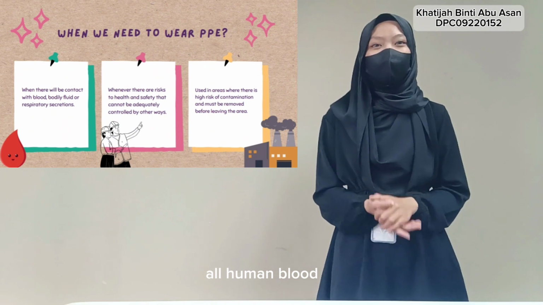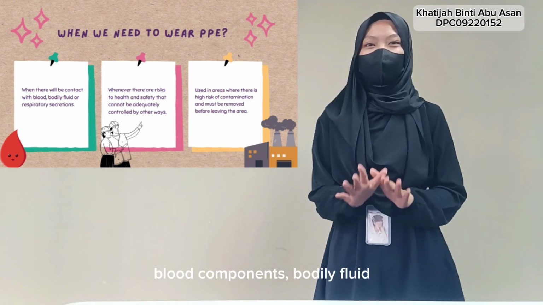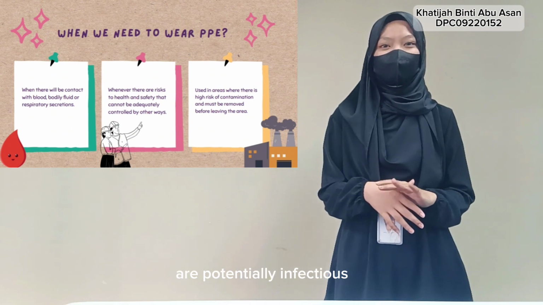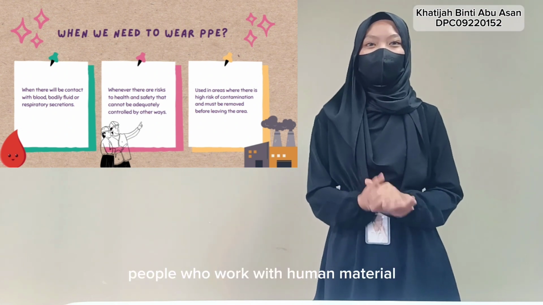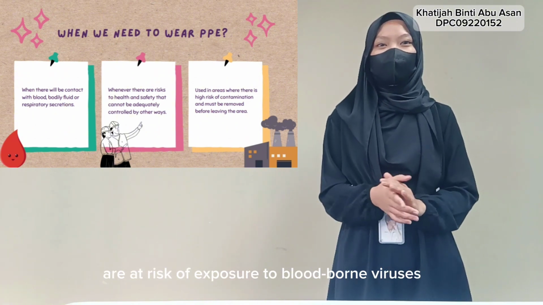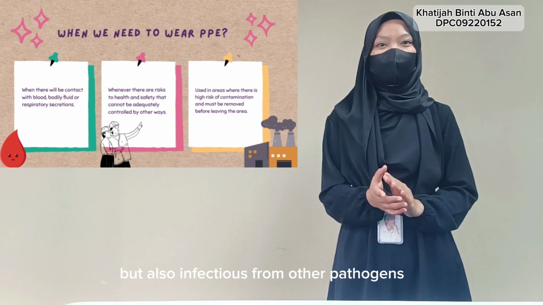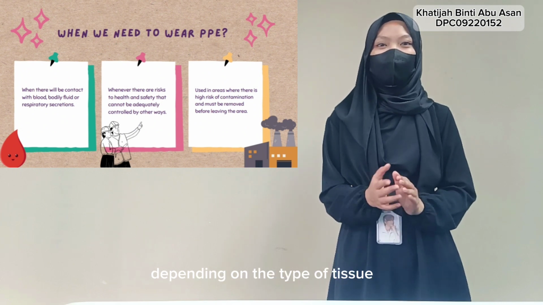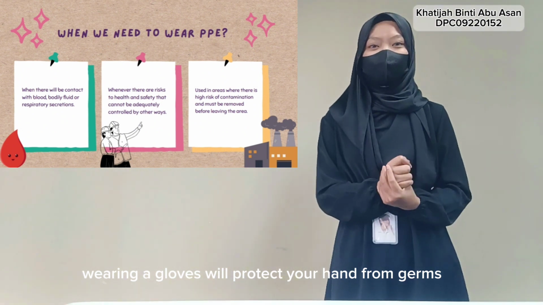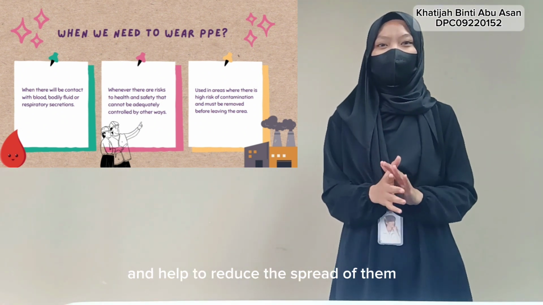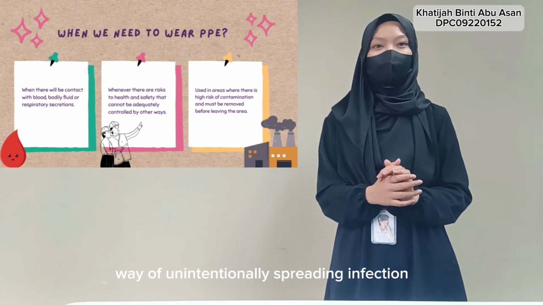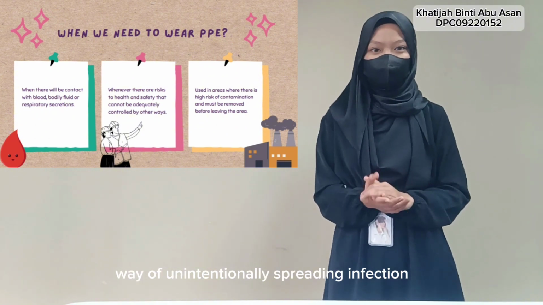All human blood components, bodily fluids, solid tissue, and aerosols from tissue are potentially infectious. People who work with human material are at risk of exposure to blood-borne viruses, but also infections from other pathogens depending on the type of tissue. Wearing a glove will protect your hand from germs and help to reduce the spread of them. Getting germs onto your hand is one of the easiest ways of unintentionally spreading infection.